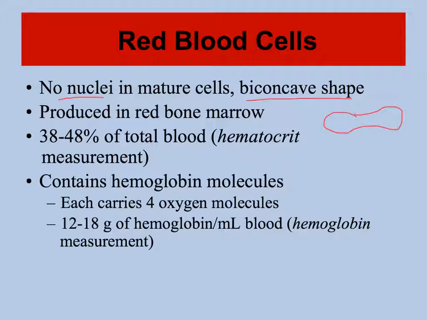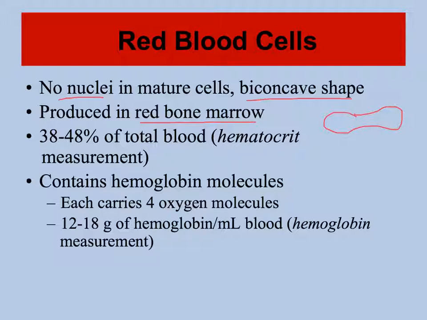And this gives us a little bit of greater surface area so far as the oxygen transfer can happen across the cell membrane. It is produced in the red bone marrow. You should be remembering this from our previous lessons on the skeletal system, found in the flat and irregular bones, such as in the sternum and in the hips, the pelvic region.